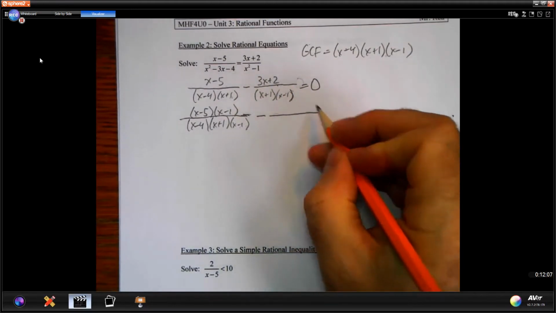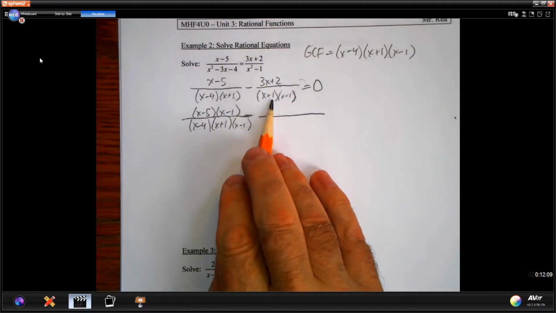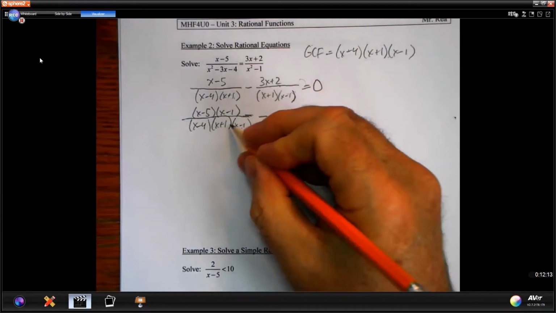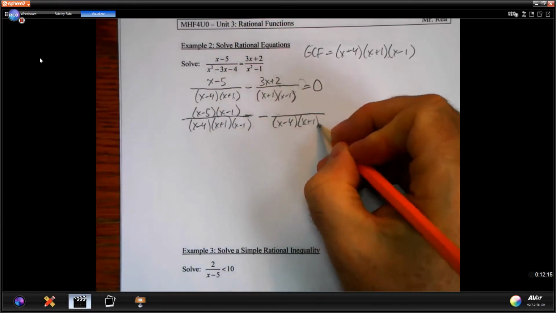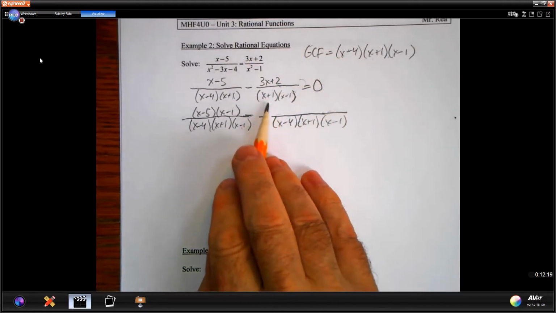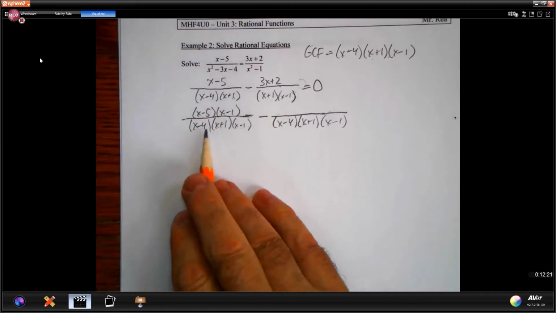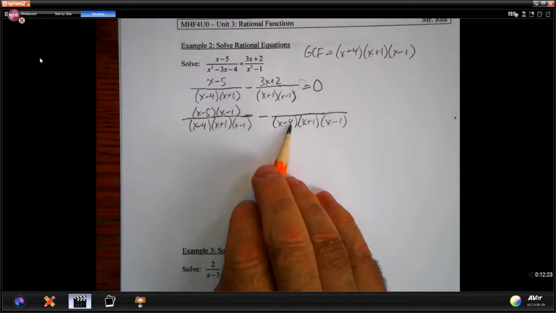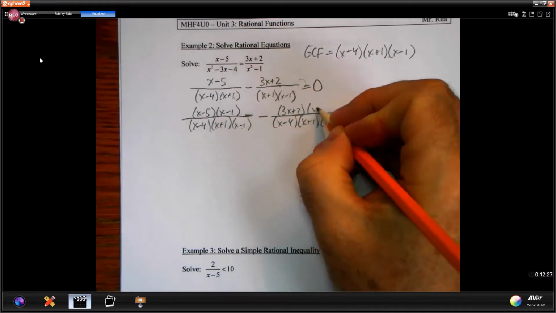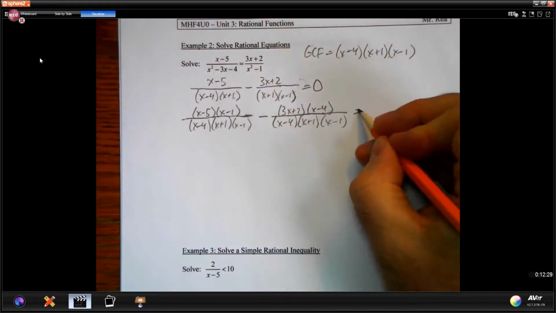For this expression here, you can see I'm missing the x minus 4. So I'll put all three that I needed, x plus 1, x minus 1. So there's all three of them. So what's missing is x minus 4, which I've already multiplied the bottom by. So I have to multiply the top by x minus 4 as well. And then that whole thing is equal to 0.